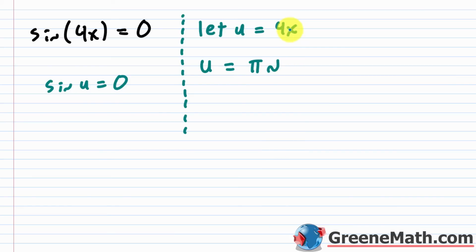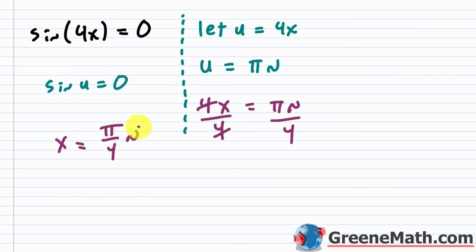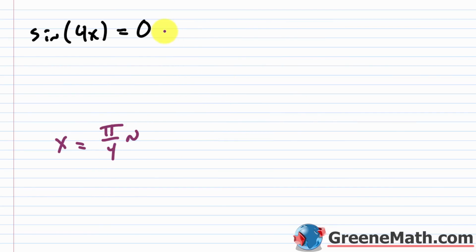Now, we let u be equal to 4x. So all I have to do is plug in a 4x for u. So 4x is equal to pi n, and then just solve for x. How do I do that? I divide both sides by 4. So this would cancel, and you're going to get that x is equal to pi over 4 times n. Now, we will get our solution in the interval in a moment.